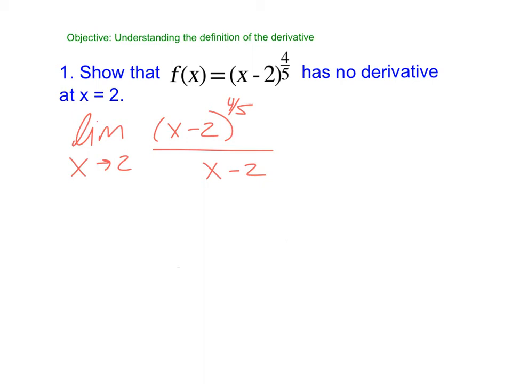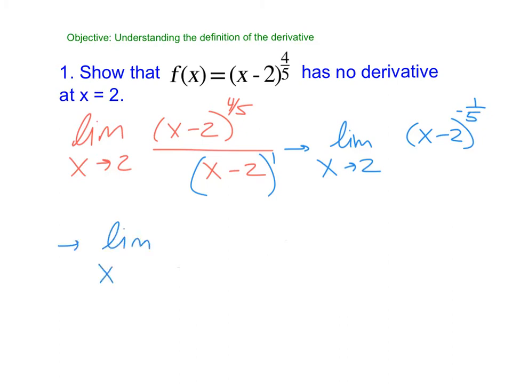We're just dividing things that are the same. What do you do to exponents when you divide? You subtract. So this is the limit as x approaches 2 of x minus 2 to the 1/5 minus 1, which is x minus 2 to the -4/5. That's the limit as x approaches 2 of 1 over x minus 2 to the 4/5.